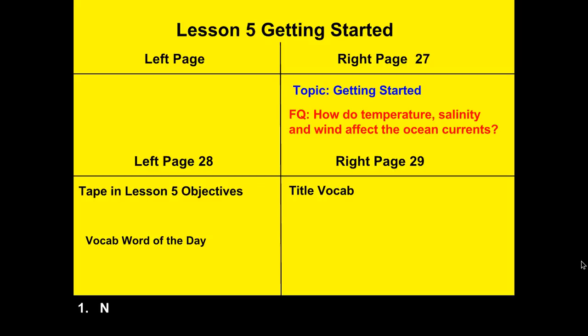We're going to be talking about Lesson 5, Getting Started. Lesson 5 is all about ocean currents, and our focus question for the entire lesson is, how do temperature, salinity, and wind affect ocean currents? On page 28, we're going to put our objectives, and on page 29 are our vocabulary.